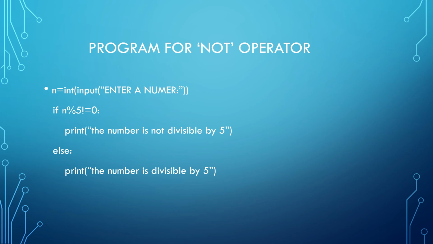To explain the program, the percent operator will give us the remainder. It means if the remainder when it is divided by 5 is not equal to 0, we print the number is not divisible by 5. Else we will print the number is divisible by 5. Suppose we take an example of 48. 48 percent 5 gives us 3. 3 is not equal to 0, so it will print the number is not divisible by 5.